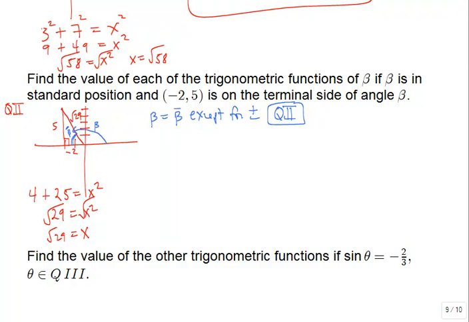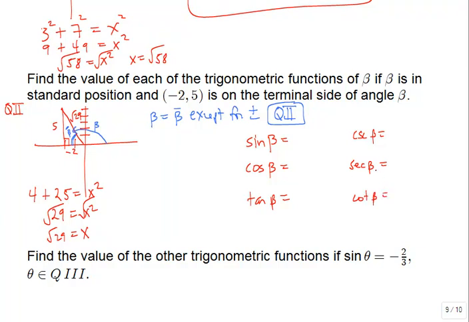So beta and beta bar are not technically the same exact angle, but we're going to think of them as the same angle because they're going to really give us the same trig values except for pluses and minuses. So let's make a list of what we need to figure out. We're supposed to find the 6 trig functions of our angle beta. So I would want sine of beta, cosine of beta, tangent of beta, cosecant of beta, secant of beta, and cotangent of beta.